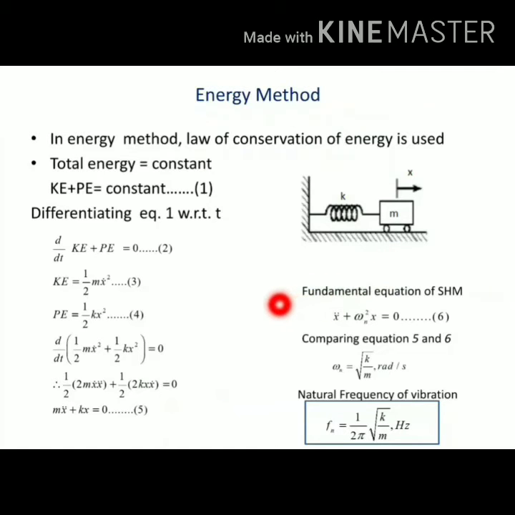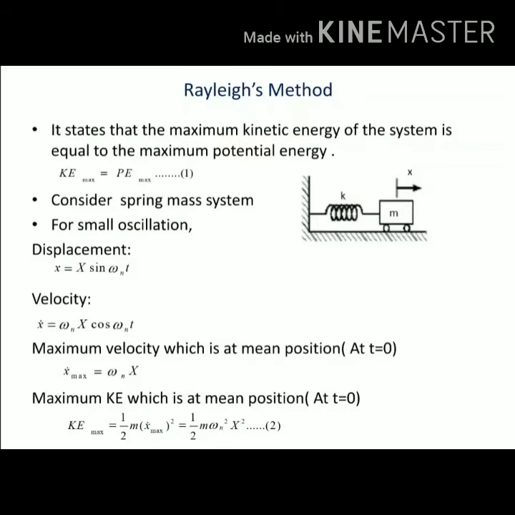We know the fundamental equation of simple harmonic motion, x double dot plus omega n square x is equal to 0. So comparing equation 5 and 6, we can write omega n is equal to under root of k by m in radian per second, and natural frequency of vibration is f suffix n is equal to 1 by 2 pi under root of k by m in hertz.